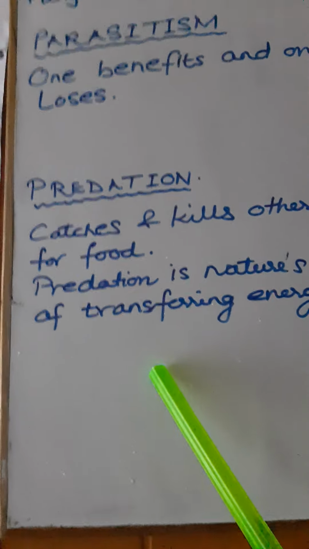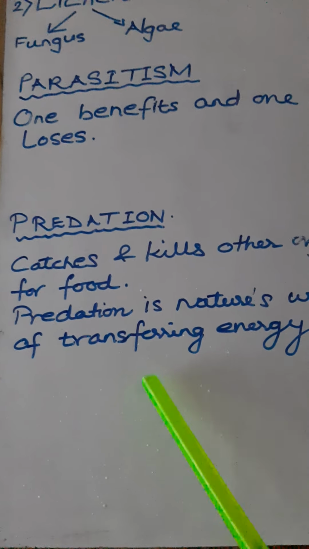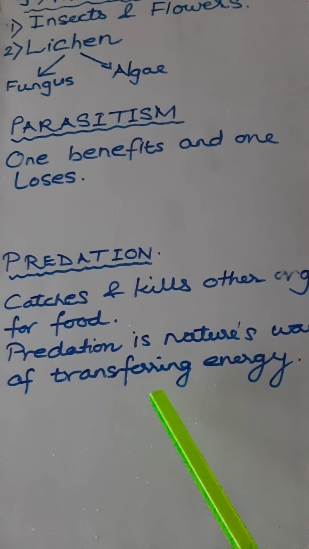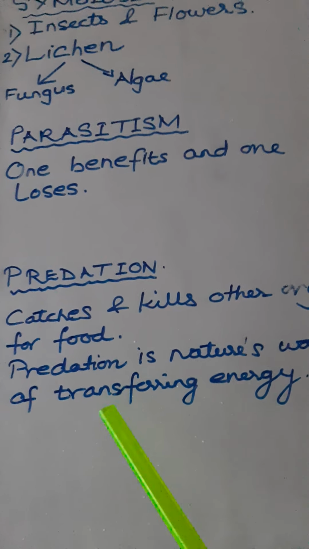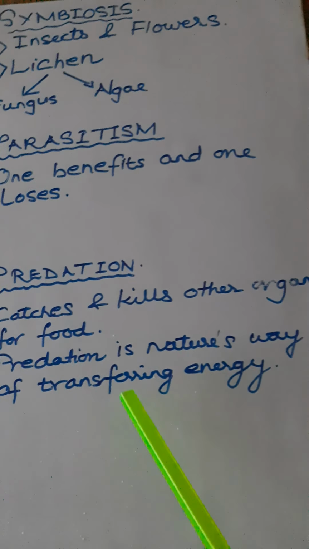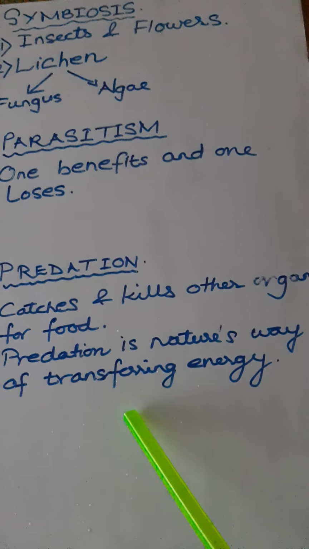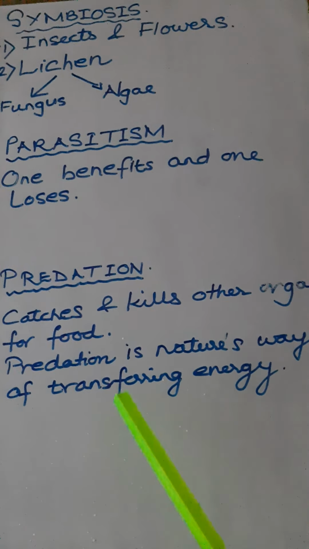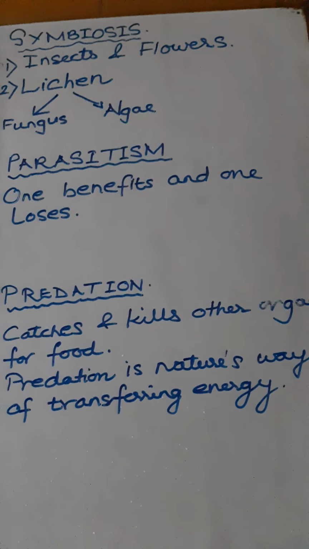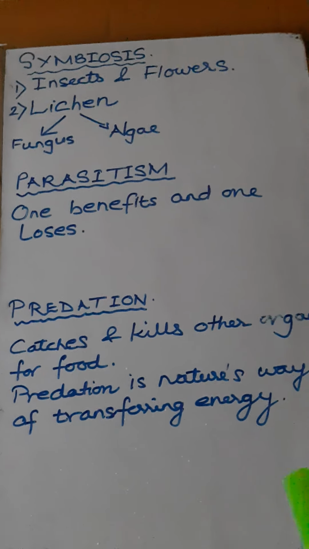Now, the other type of interaction is called predation. In predation, one catches and kills other organisms for its food. The predator catches and kills its prey for its food.